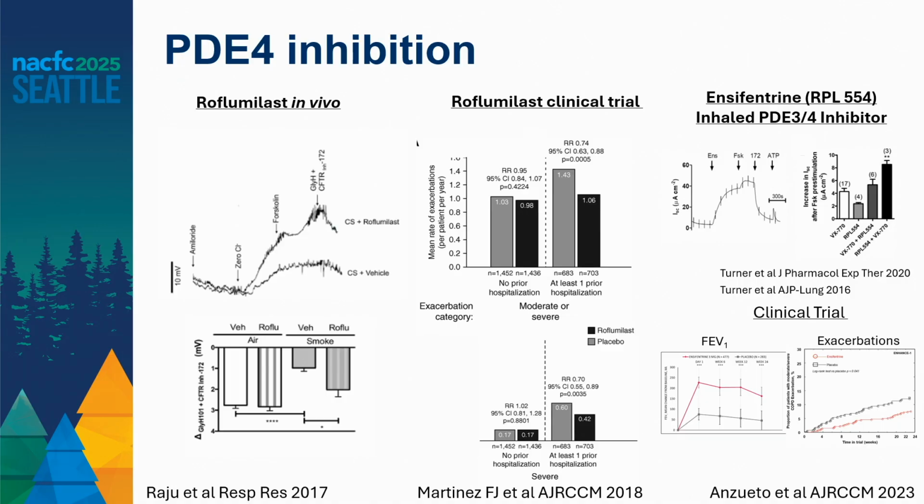So roflumilast has been studied in COPD. Not a huge improvement in lung function, about 60 milliliters, but perhaps in pre-selected categories of patients that are at increased risk of exacerbation, there's been about a 25% reduction in the odds ratio of an exacerbation. More recently, the systemic PDE4 inhibitors sometimes have GI side effects. So more recently, there's been an inhaled PDE4 inhibitor, so has a little bit more smooth airway dilation.